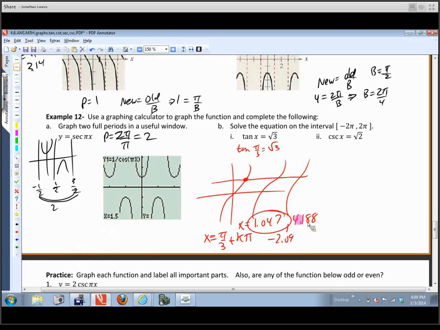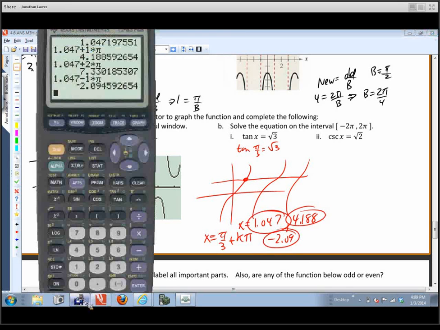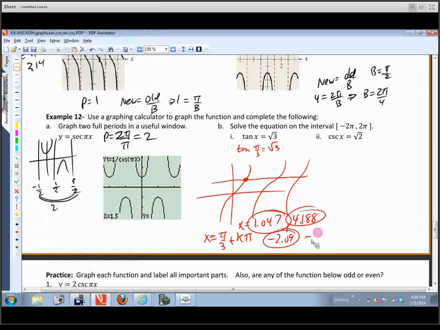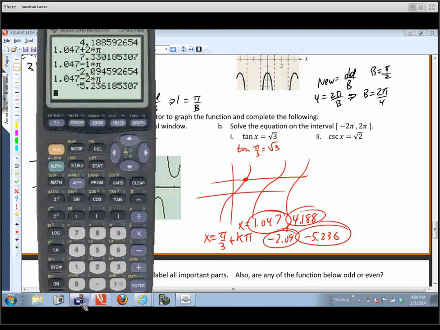So there's 1, 2, 3, and here comes the fourth one. Again, I'm going to recall that, put a 2 there. And you'll notice that that is negative 5.23, negative 5.236.